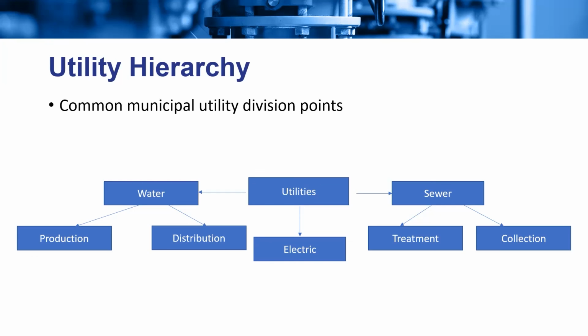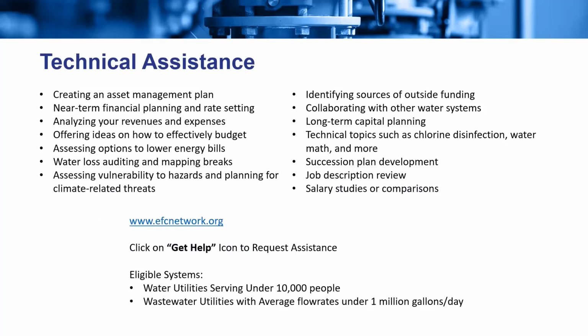So I hope this has been helpful to you. I do want to highlight that as part of the Environmental Finance Center network, there is technical assistance. So it could be on naming your utility assets, but it could also be on anything listed on this slide. So perhaps you're beginning creating an asset management plan. Perhaps there's budgeting help that's needed, or financial planning, utility rate setting, looking at revenues and expenses. Perhaps you're looking at turnover in your utility, and you have to think about succession planning, job descriptions, and salaries.